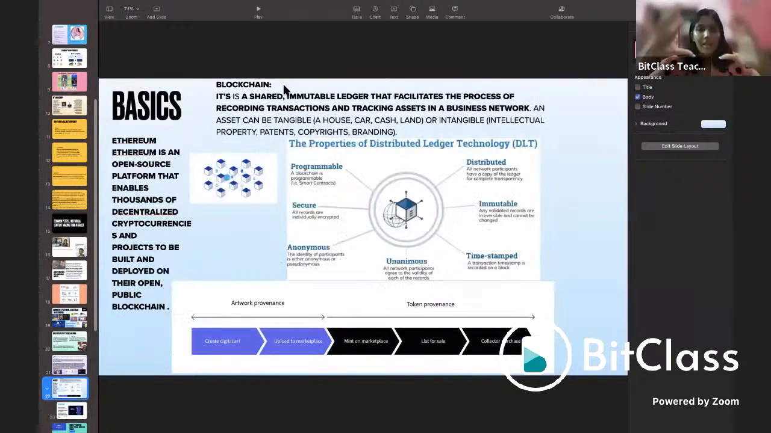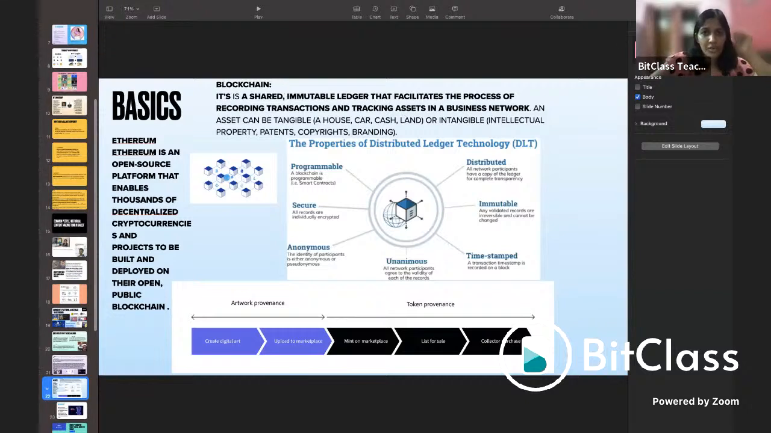Right now, let us understand the properties of distributed ledger technology. Now, it is programmable. It is completely run on smart contracts. Secure: all records are individually encrypted. It is more secure, in fact, than your conventional bank technology, right?